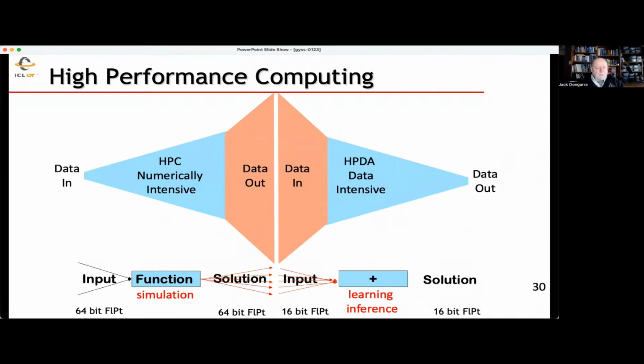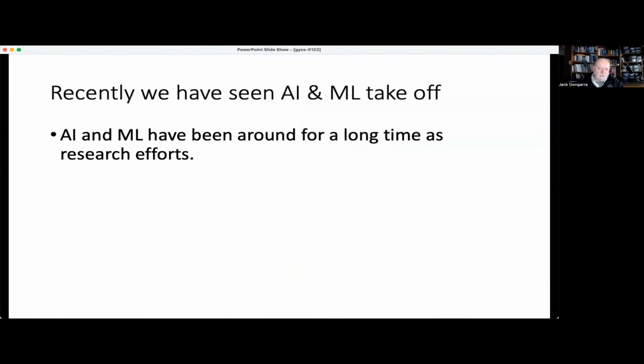Usually we're thinking about 64-bit input. The simulation is done in 64-bit, and then a solution comes out, which is represented as 64 bits of data. With machine learning, there's 16-bit floating point operations as input to the learning process and inference process, and then the solution comes out as, again, just a 16-bit output. So it's quite different in terms of the numerically intensive and the data intensive applications that we have.